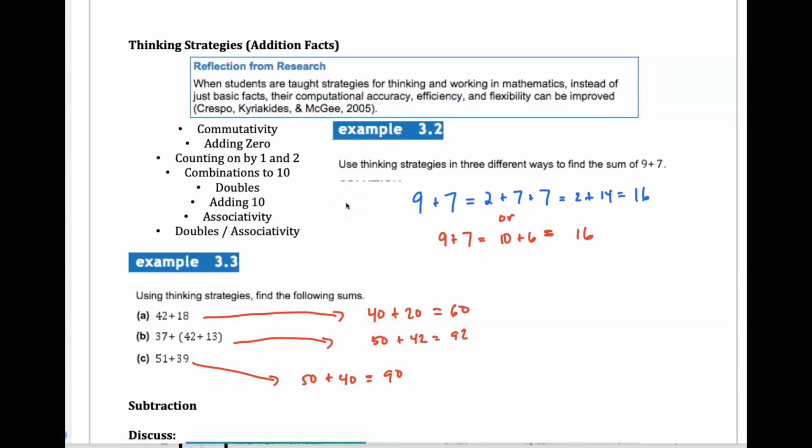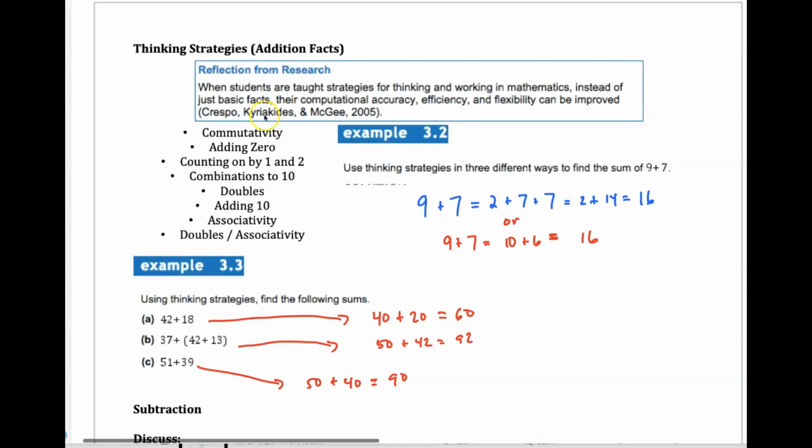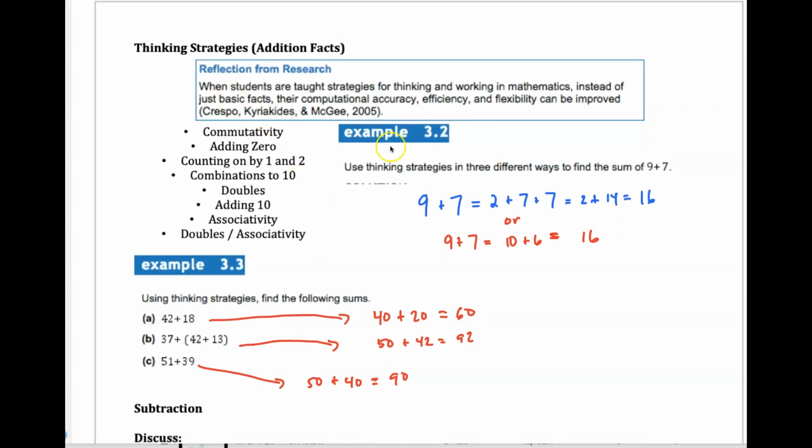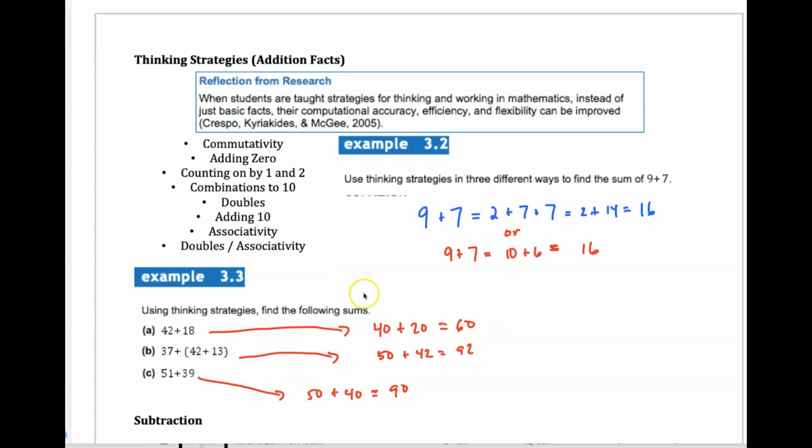Let's continue with chapter 3.1, addition of whole numbers, but this time we want to look at thinking strategies. These are some creative and flexible ways to do addition other than what we will learn later, called the standard algorithm. So it's important to look at other methods other than the ones that I've posted here.